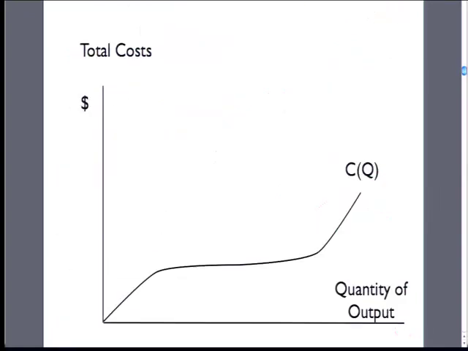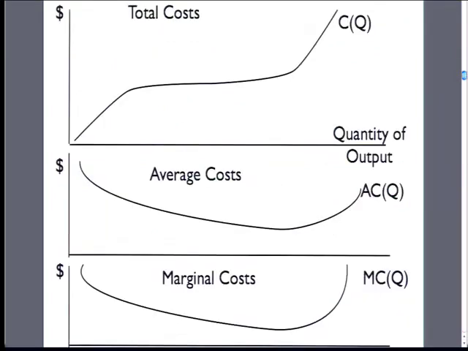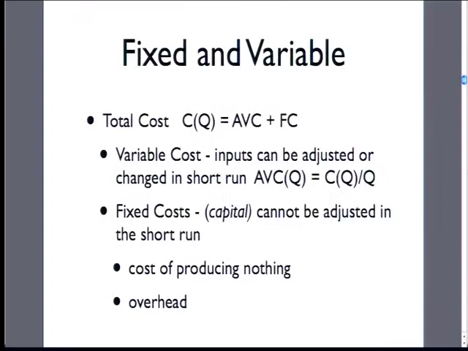Watch my timing. So here's the 3 of them graphed together. Total cost implies average cost and marginal cost. And now we can also think about fixed and variable cost. So a lot of times in the Econ 1 example that's classical of capital and labor, the variable cost is the labor and the fixed cost is the capital.